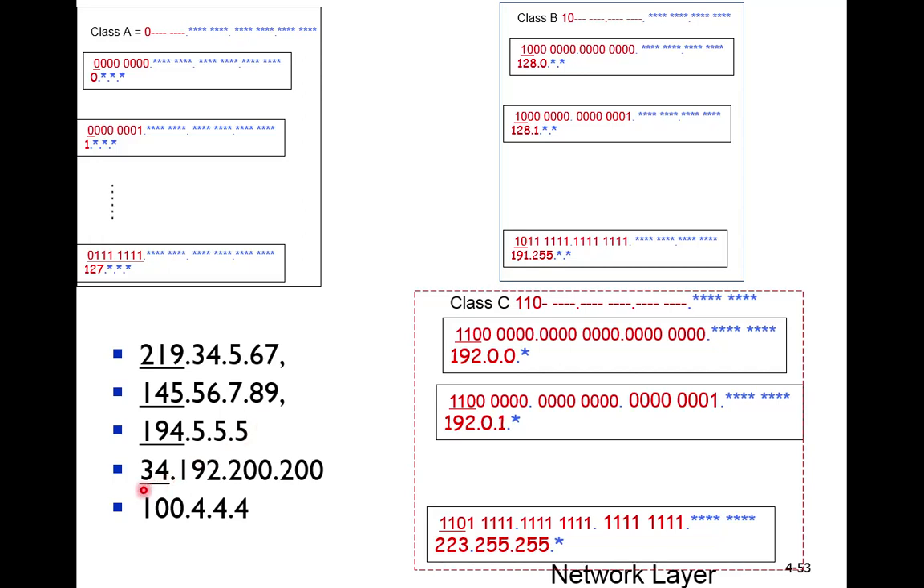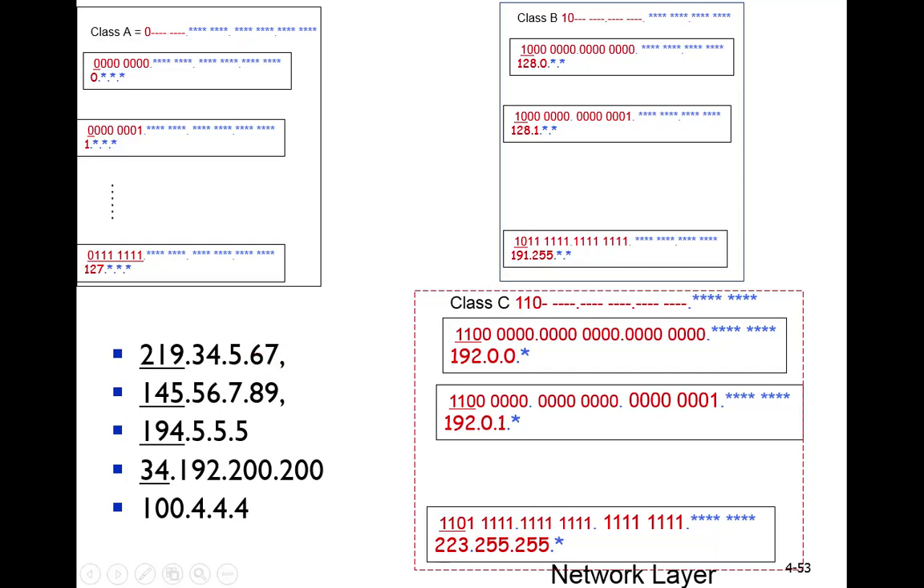So I am saying that by using the value of the first byte of an IP address, we can identify whether it belongs to class A, class B, or class C. And if we identify that this IP address belongs to class C, then we know that in class C addresses, the first three bytes are the network part. These are the common prefix. And the last byte is the host part. Okay, so it is very easy.